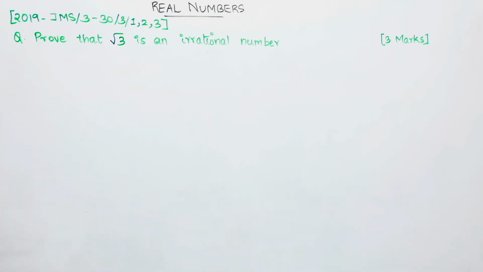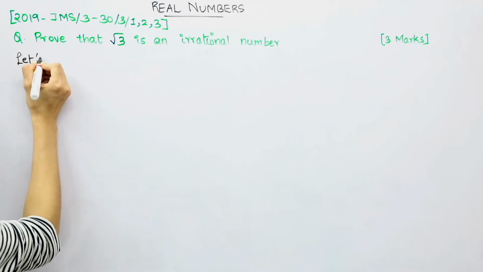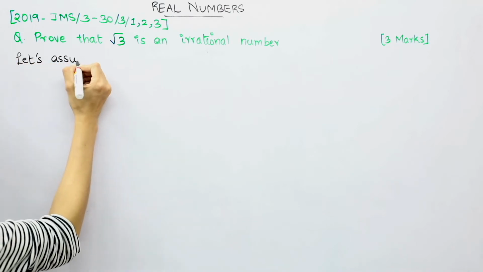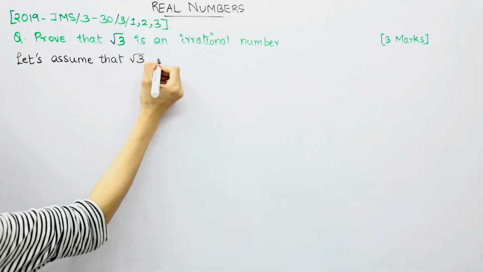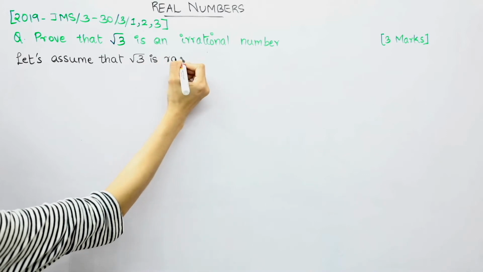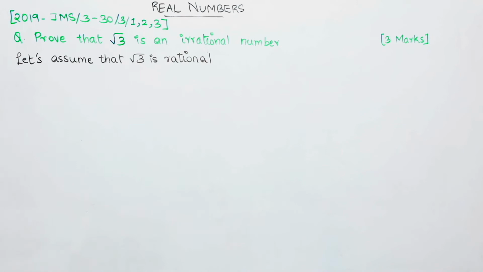The method used here is called proof by contradiction. In proof by contradiction, we assume that the statement opposite to the statement to be proved is true. The statement to be proved here is that root 3 is an irrational number. So we assume the opposite, that is, root 3 is rational. Let's assume that root 3 is rational.